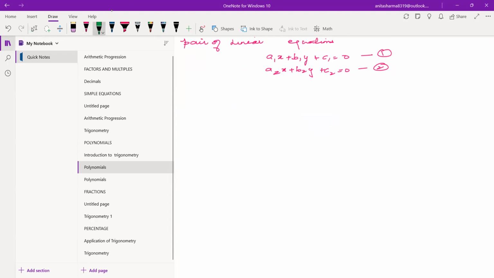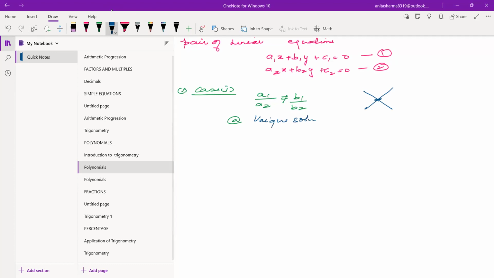So we are having three cases. The first condition is case 1, when a1 upon a2 is not equal to b1 upon b2. In this case, when the coefficients of x in both the equations are not equal, their ratios are not equal, then the lines will intersect. Intersecting means they will cut each other, they will meet each other at only one point. So there will be only a unique solution.